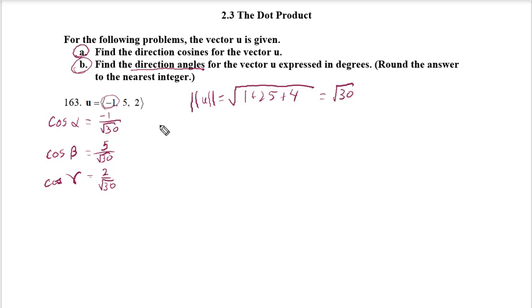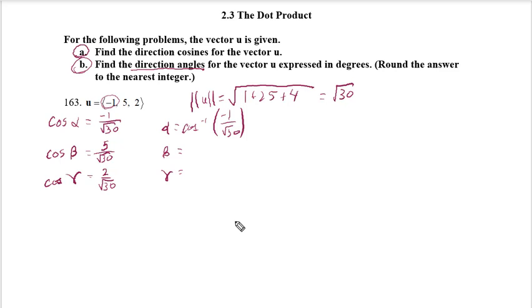The direction angles are nothing more than the arc cosine of those numbers. So alpha is going to be the arc cosine of negative 1 over square root of 30. Same thing for the beta and the gamma. I won't write all those down. You can see what they're going to be.